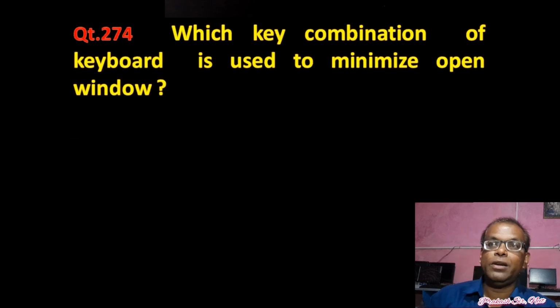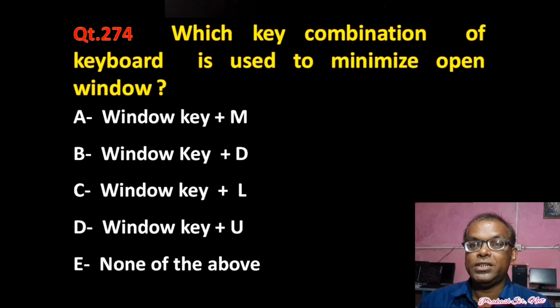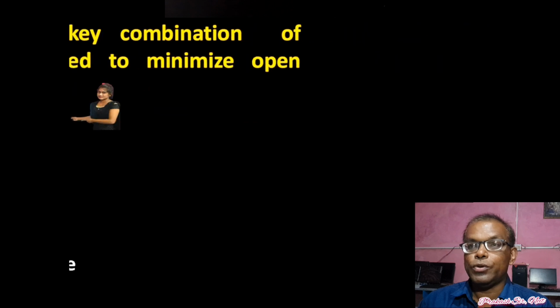Question number 274 is, which key combination of a keyboard is used to minimize open window? Suppose one window is open, then we have to minimize it. So instead of clicking the minimize button, which combination key can we use? The alternatives are window key plus M, window key plus D, window key plus L, window key plus U, and none of the above. The correct answer is point number A, that is window key plus M. This combination key can be used to minimize open window.